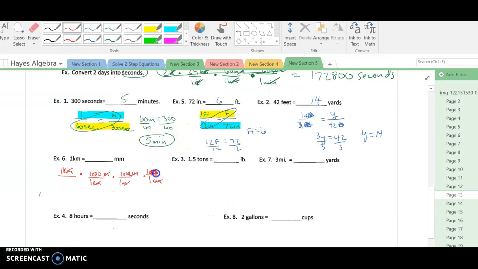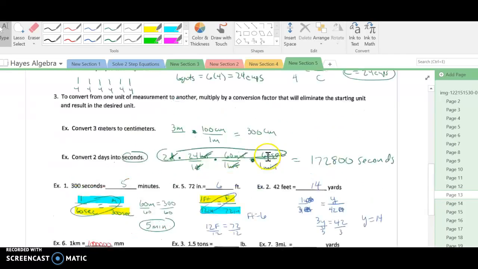So now all I do, right away, that's my ending units. So 1 times 1,000 times 100 times 10, there is 1 million millimeters in 1 kilometer.